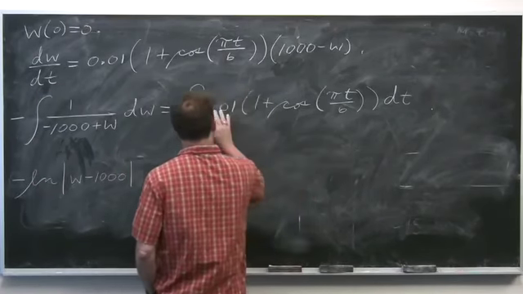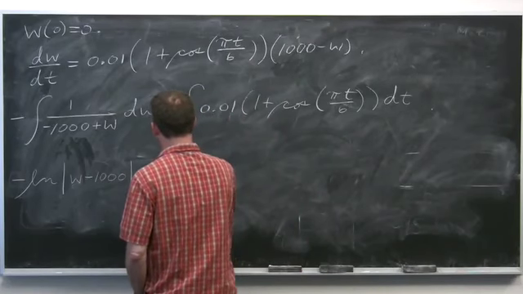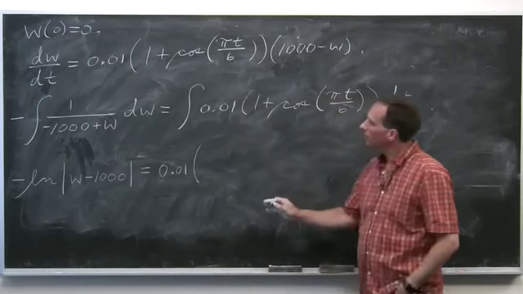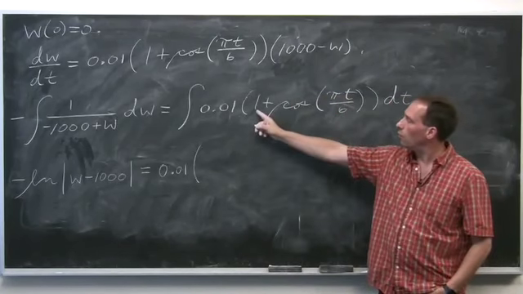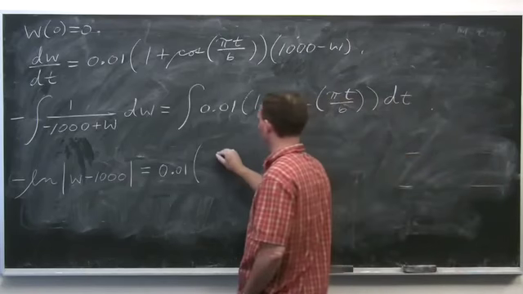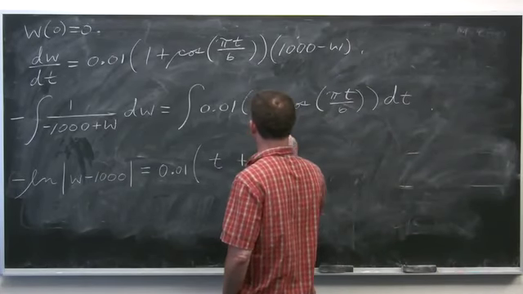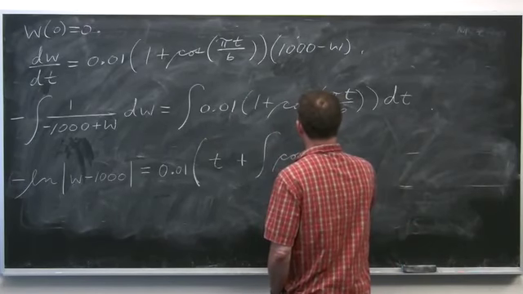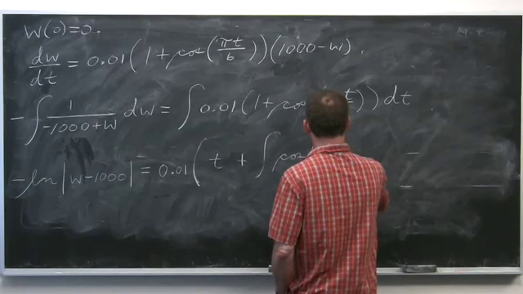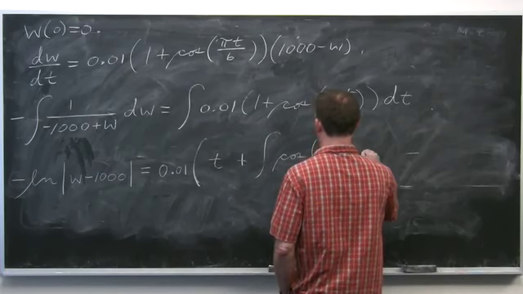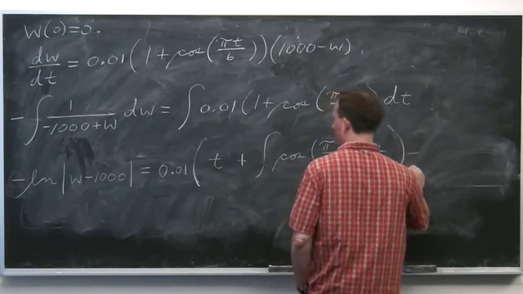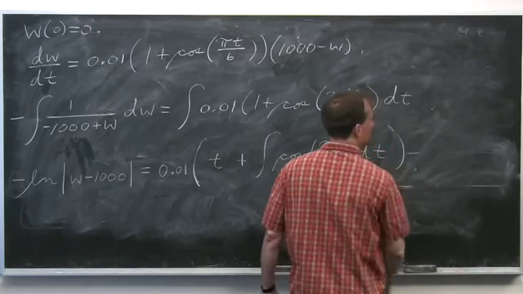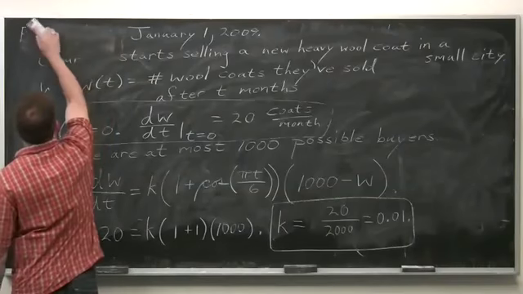And then we have to do this part. Pull out the 0.01. It's a constant. We get 0.01 times, well, then you split up the sum. The integral of 1 with respect to t is just t. But then we still have plus the integral of cosine of pi t over 6 dt. All right. So we need this integral. You do a substitution for that. Let me do it off to the side.